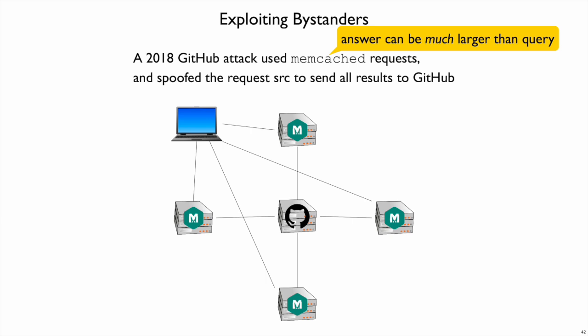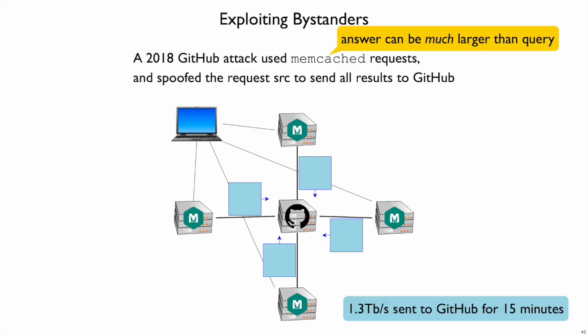In 2018, GitHub was attacked in this way, where attackers sent a bunch of small requests to many different memcached servers, but asked each of them to send their answers to GitHub. So GitHub was suddenly flooded by a lot of information that it didn't ask for. In fact, for about 15 minutes, 1.3 terabytes of data were sent to GitHub per second. And that was enough to take even a large, well-structured GitHub system down for a while.